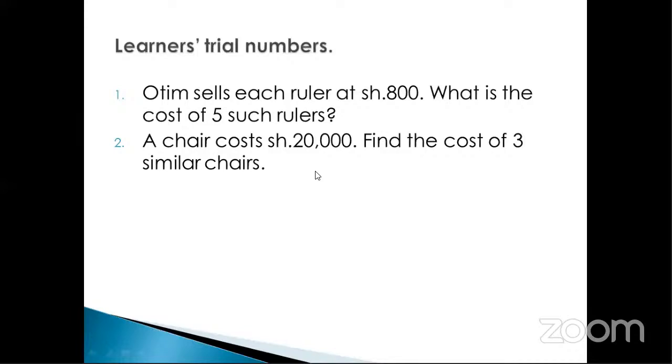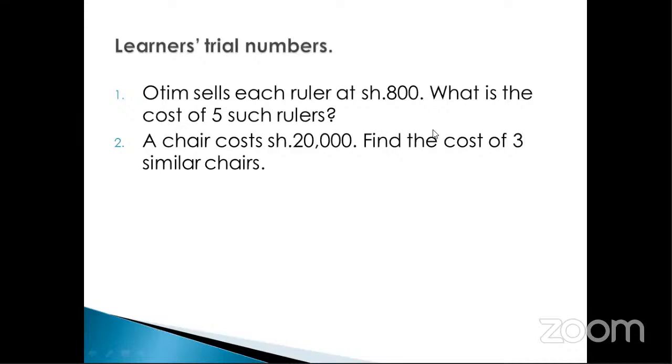3 times 0 equals 0. Then also 3 times 0 equals 0. Then 3 times 2 equals 6. Okay, yes, you have multiplied it very well. So how much money is that? How much money have you got? 60,000 shillings. Very good, Agaba.